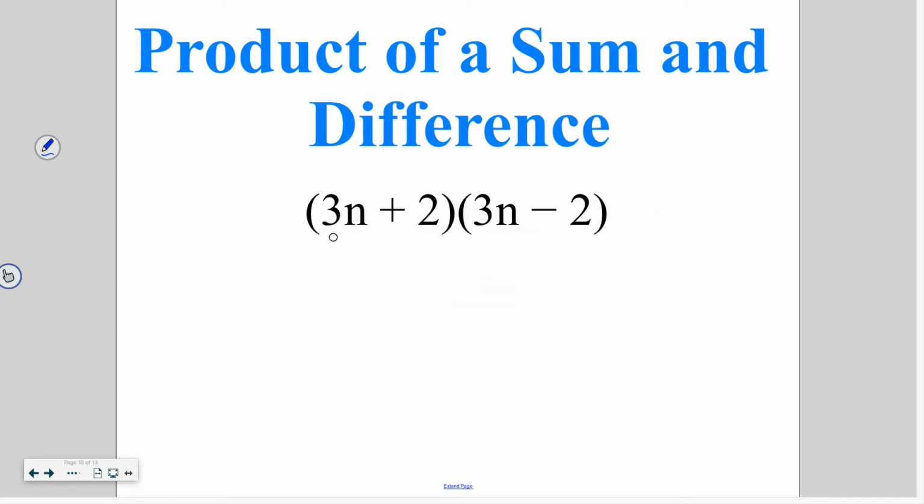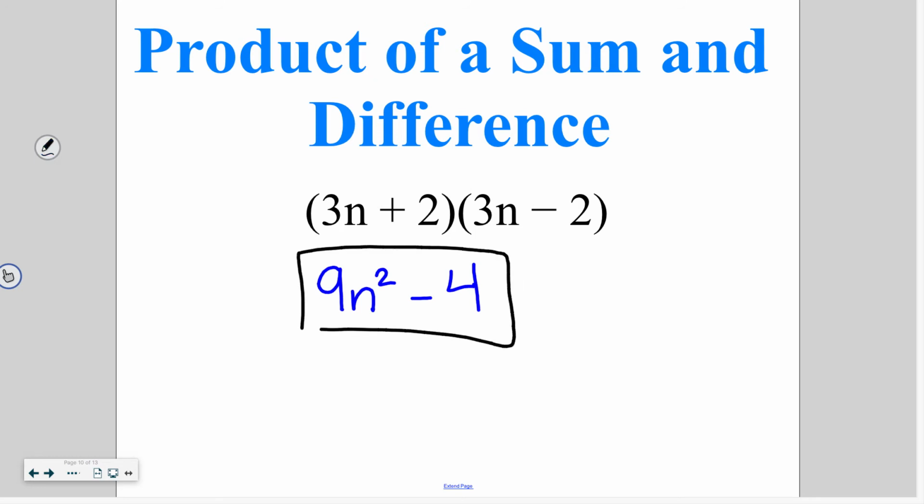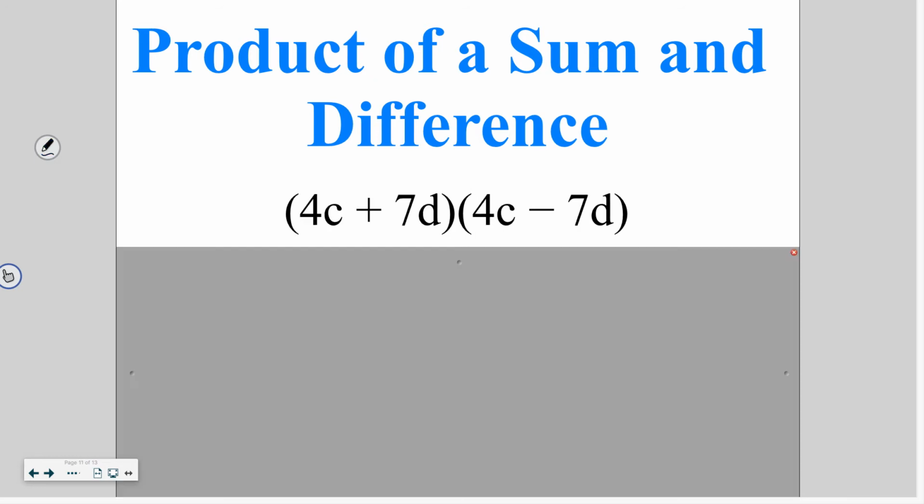So I've got 3n plus 2 and 3n minus 2. Same expressions, different signs. So all I have to do is square the first part. 3n squared is going to give me 9n squared. And then I'm going to subtract 2 times 2, or 2 squared, which is 4. So my final answer is 9n squared minus 4. Go ahead and try this one on your own.